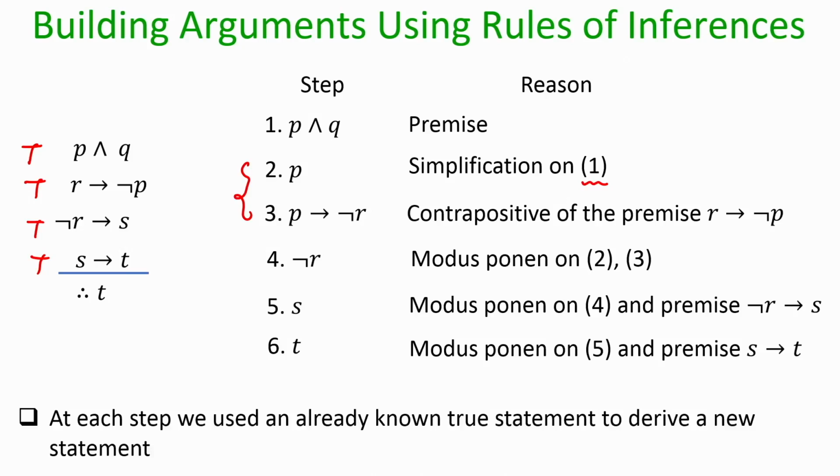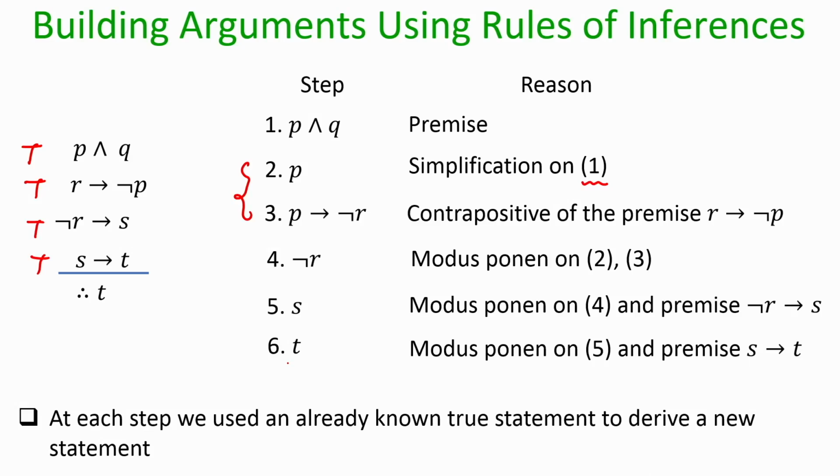So, what I have done here, at each step, is use an already known true statement, which might be either given as part of the premises or derived in some previous step, to derive new statements which will be true. And by doing this process I ended up coming to the conclusion T, and hence I can say that this argument form is a valid argument form.